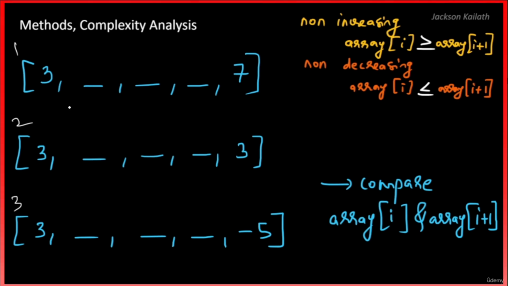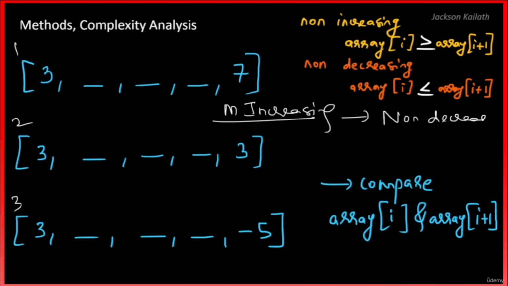Now let's look at the first case. If the first element is 3 and the last element is 7, this array can be monotonic only if it is monotonic increasing. For it to be monotonic increasing, it should be non-decreasing. That means as you go to the right, the value can either be greater than the previous value or it can be equal to the previous value, but it cannot be lesser. Because if it is lesser, then it's no longer non-decreasing.